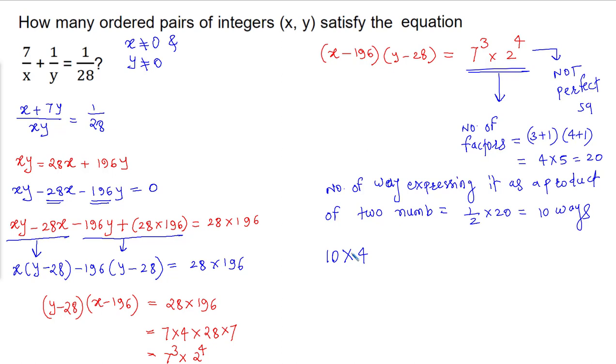If you did not understand this point, I request you to watch the first or second video of this playlist. So 10 into 4 is equal to 40. In total, 40 integral solutions we will be getting.